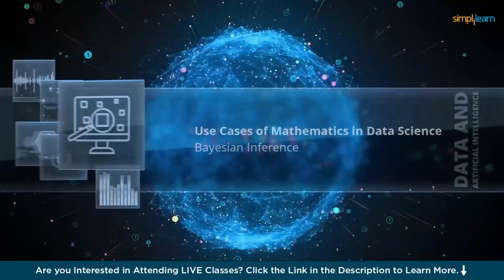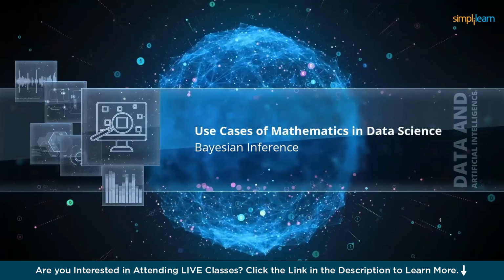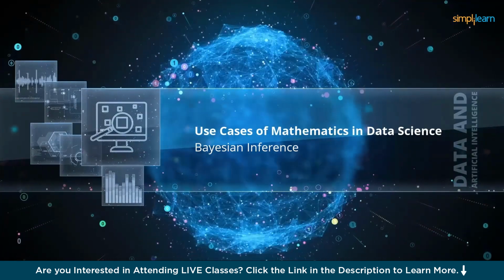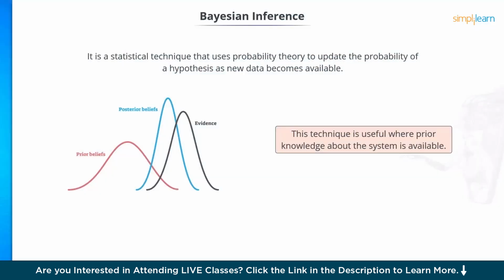Hi everyone, and welcome to this module, and we will be discussing use cases of mathematics in data science. First, we have Bayesian inference. So Bayesian inference is used widely in different verticals. It's a popular data science technique used for businesses, especially for pricing decisions.